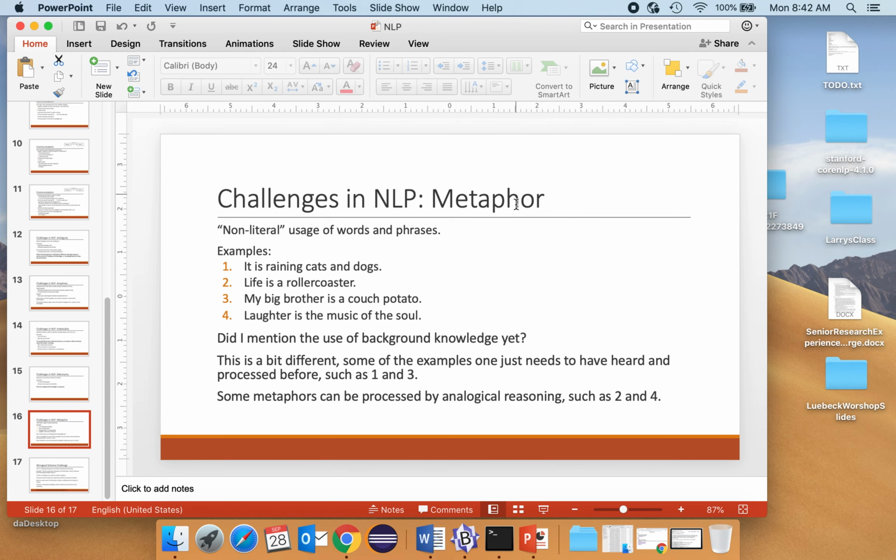So let's move on to another one. Here is metaphor. In some countries and cultures, metaphors are used more often than in others. For example, in Germany, people love to use metaphors. Even on the newscasts, people use lots of metaphors. Here are some examples. It's raining cats and dogs. Life is a roller coaster. My big brother is a couch potato. Laughter is the music of the soul. Some of them are a little bit different than others. So how do you disambiguate or figure out 1 and 3, right? What does it mean to rain cats and dogs? What does it mean to be a couch potato?